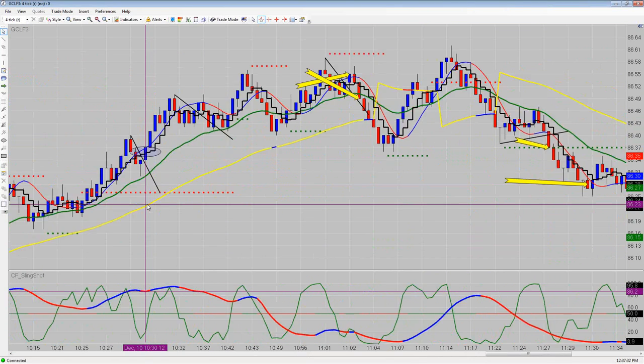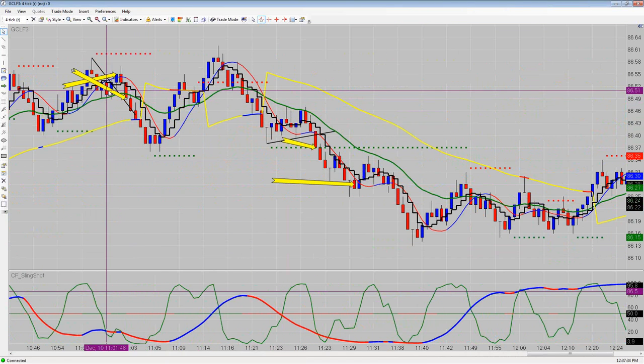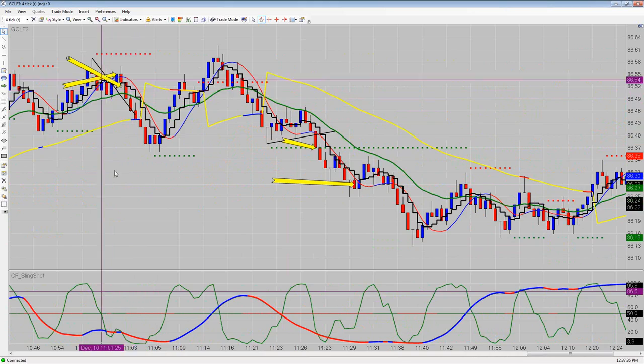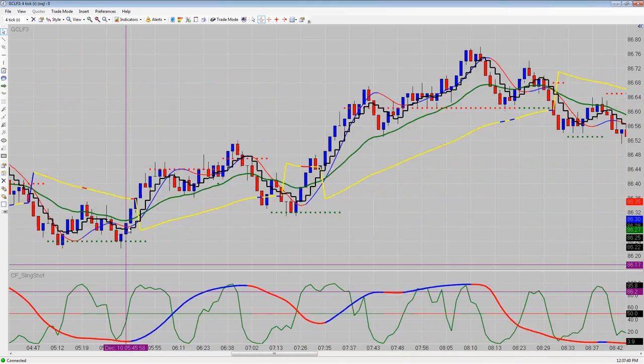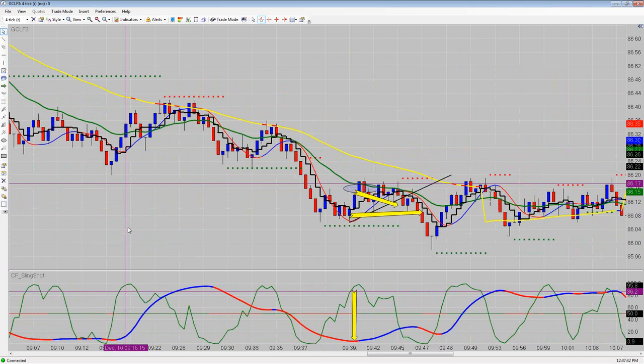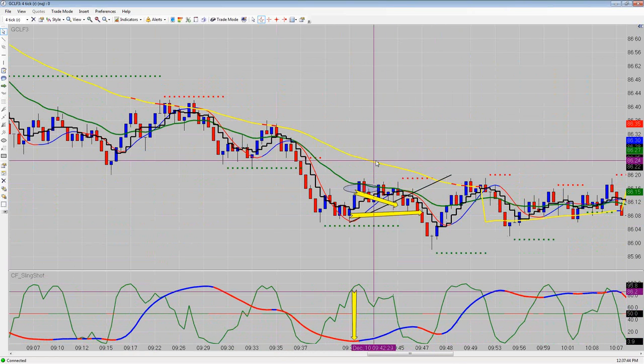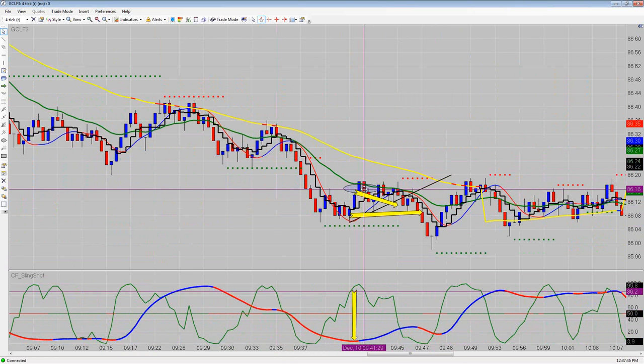Let's see in here. I think that was a little more like that. All right, here we go on the crude oil. We opened up over here. We had bearish divergence right up here, pulled up, tested the BBC, gave a down close.